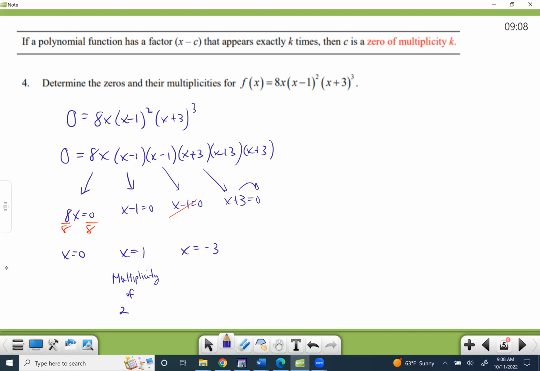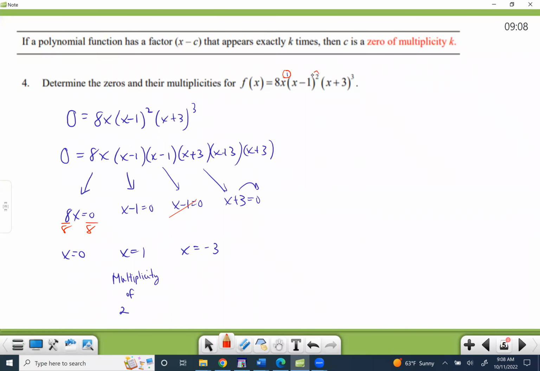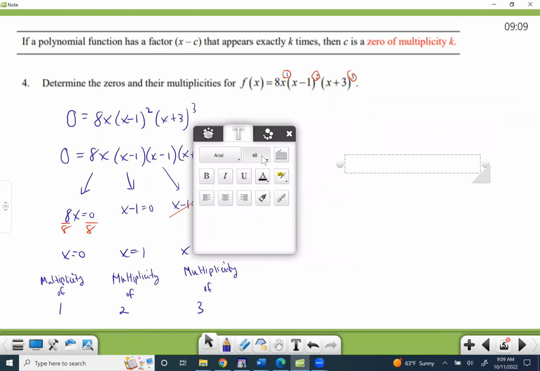Okay. And if you haven't written it out like I have, where you've written it out twice, just go up here. The exponent is the multiplicity. So you can see all of the multiplicities for each one of these zeros. One, multiplicity two, and multiplicity three, right? And that makes sense for multiplicity three for the x plus three because we had it three times. So it's going to occur as a zero three times. Multiplicity of three. And this one would just be a multiplicity of one. Okay. So the multiplicity is the exponent. It's going to be our quick way of thinking about it.